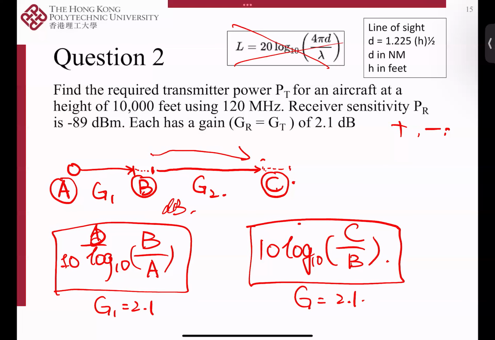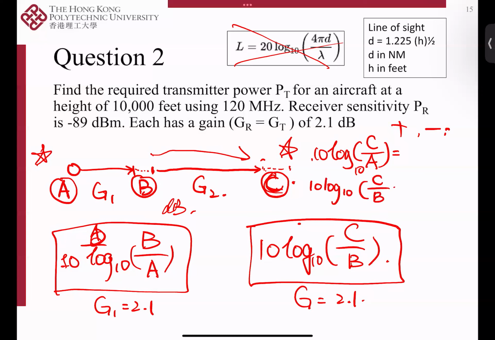So if we're going to compare the power between the two ends, what we have is the log. We need to see the log from C to A, right? From C to A, we can make this 10 log 10, and put this equation: C divided by B, multiplied by B divided by A. We do this trick, so one is in the denominator, one is on top of it.